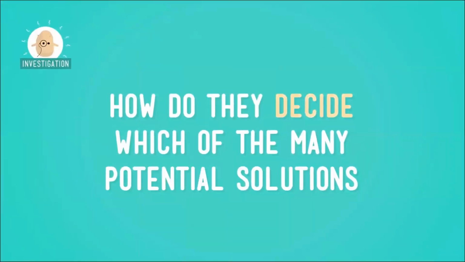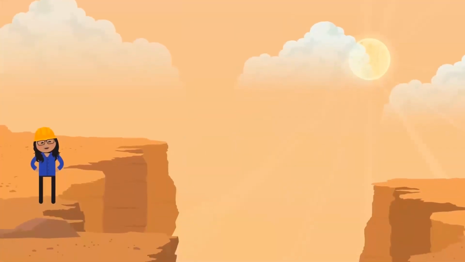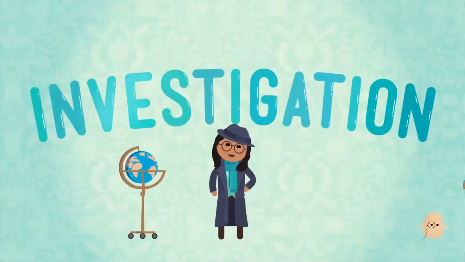Every day, engineers design and build solutions, but how do they decide which of the many potential solutions that they brainstorm will be the most successful? I think an example would be helpful here. And we've already invented a fake problem, so why not invent a fake solution too? Back to the canyon. You know that insanely deep one with no bridge and the raging river at the bottom of it? Yeah, that one.